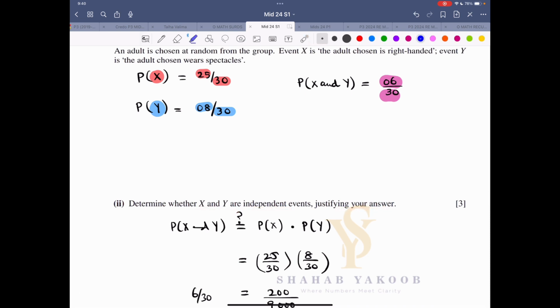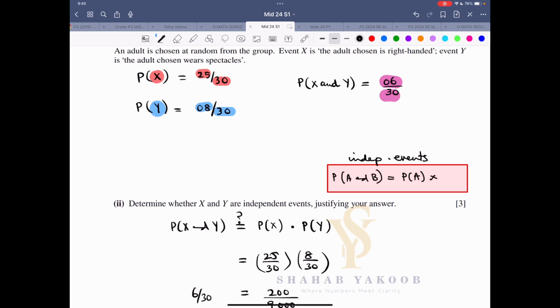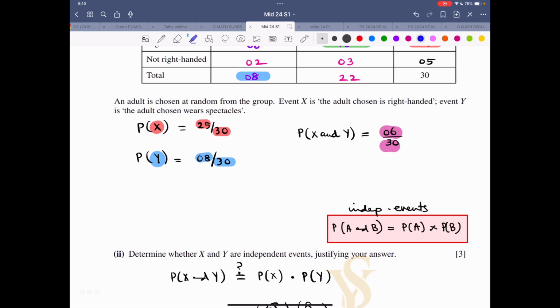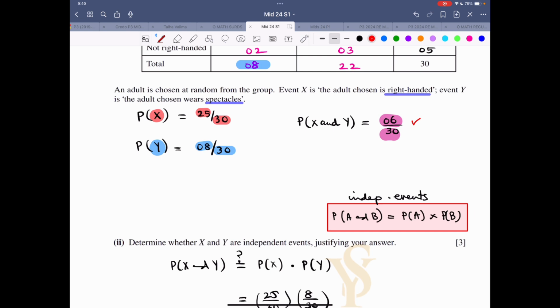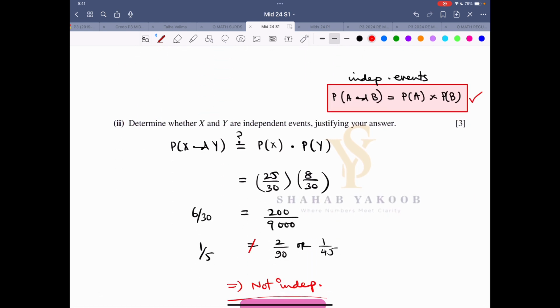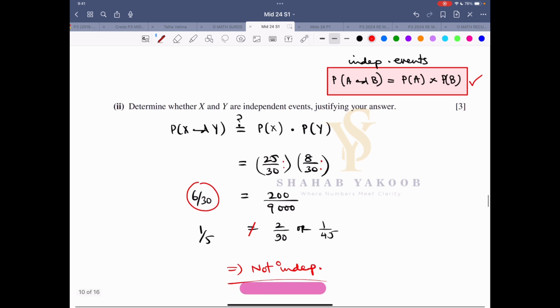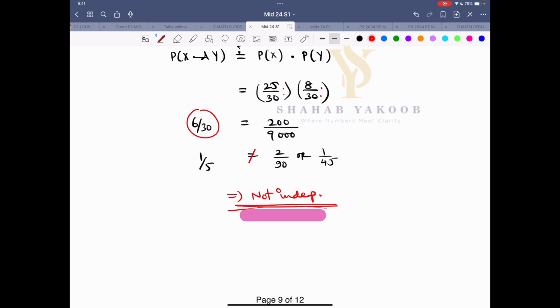So the justification that we give is this thing. That is of independent events. Let me write it down. So independent events, the only justification that we know of is that probability of A and B, or A intersection B, should equal probability of A into probability of B. This is the thing that we know of. So that means I need something that is related to these two. That is, the adult chosen is right-handed and the adult wears spectacles. So right-handed and spectacles. So this is the answer that we have. Let me draw the arrow like this. And that is this thing, which is 6. So probability of X and Y is 6 over 30. Now, does it fulfill this equation, which is right over here? 6 over 30, does it equal 25 over 30 into 8 over 30? No, it does not equal. Therefore, it's not independent. That's all what we need.